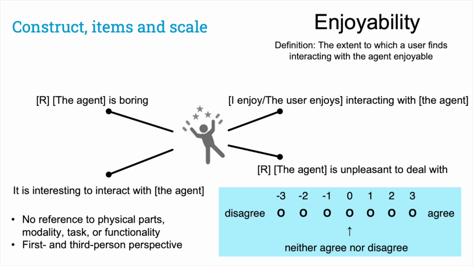"The user enjoyed interaction with the agent, Bob." Now, see that we could use "I" or "the user enjoys." So we have a first-person perspective and a third-person perspective solution here. First-person perspective: if you ask people who actually interacted with the agent, then you would give them a questionnaire which says, "I enjoy interacting with Bob."